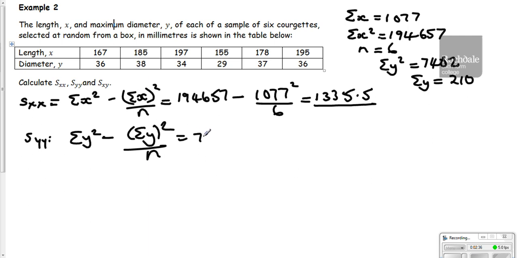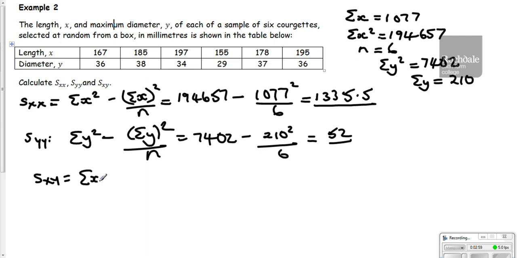So substitute them in. 7402, that's not a 6, that's just my writing. Subtract 210 squared over 6. Again, work out this part first, then subtract it. And if you have a go, you should have got 52. Last one, SXY. Instead of having an x squared or a y squared, we have one of each, so it's x times y. And then on the top here, we have the sum of x, sum of y over n.